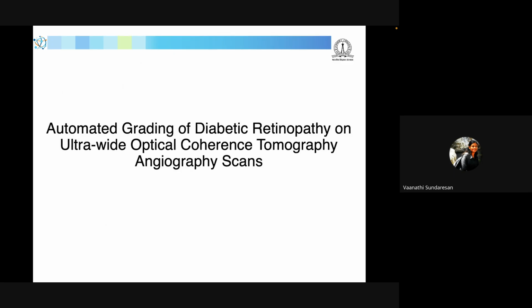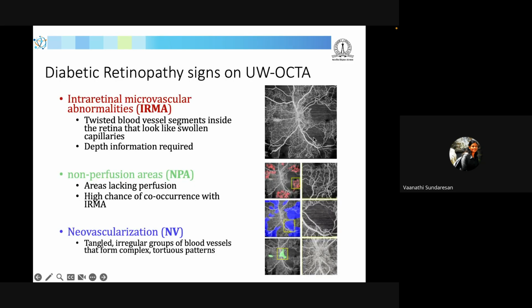So now I'm going to give you a few use cases, or some examples of what our group does for various medical imaging applications, I would say, for diagnosis or for image synthesis and so on. So first we are going to see automated grading of diabetic retinopathy on optical coherence tomography ultrawide scans. So these are angiography scans, so they look like this, right?